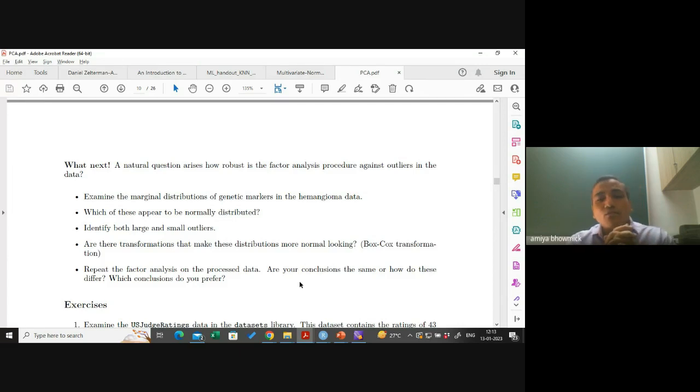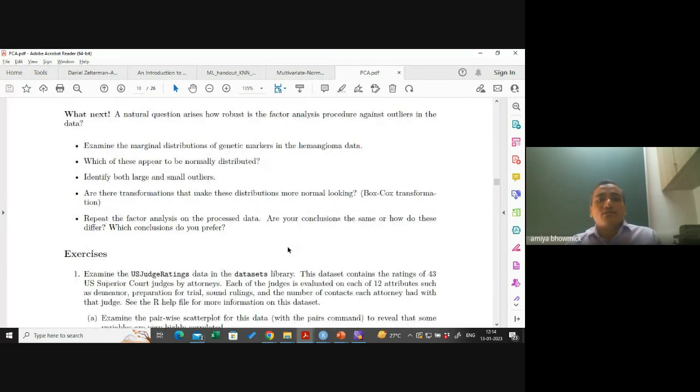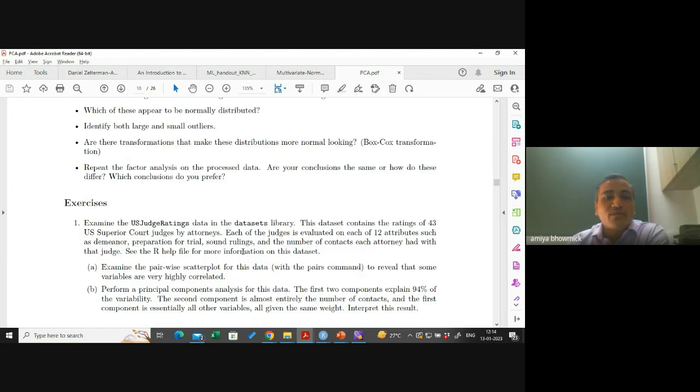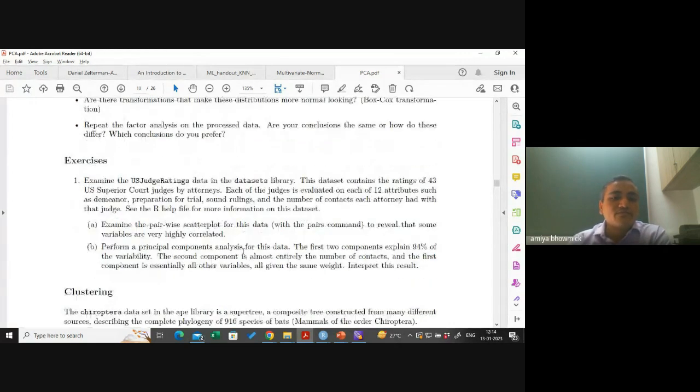But now, since a lot of codes and other things are made available, people immediately start with four or five lines of R code or Python code and try to represent whatever output they get. But this is not a good idea. So this is one of the examples I deliberately put, so that you get your hands dirty with the problem. So repeat the factor analysis for the process data after you do this cleaning and cleansing part. Are your conclusions the same, or how do they differ? And which conclusions are you going to prefer? That is the question that you have.